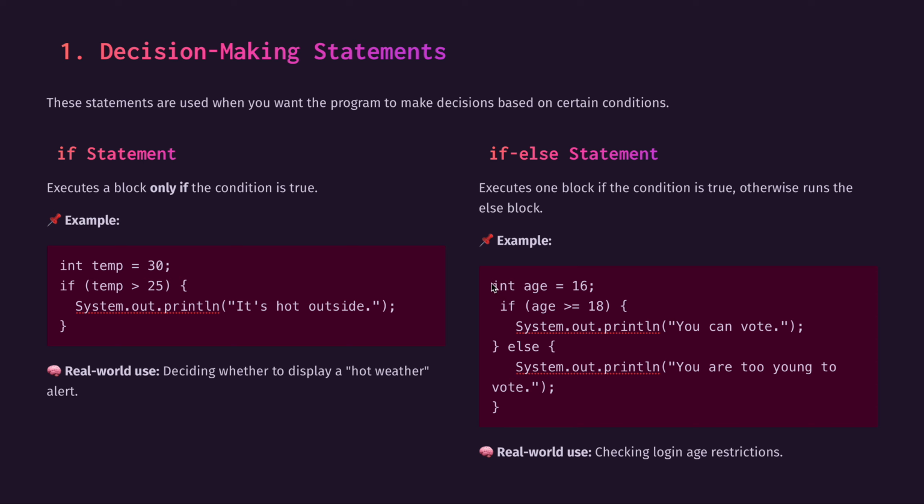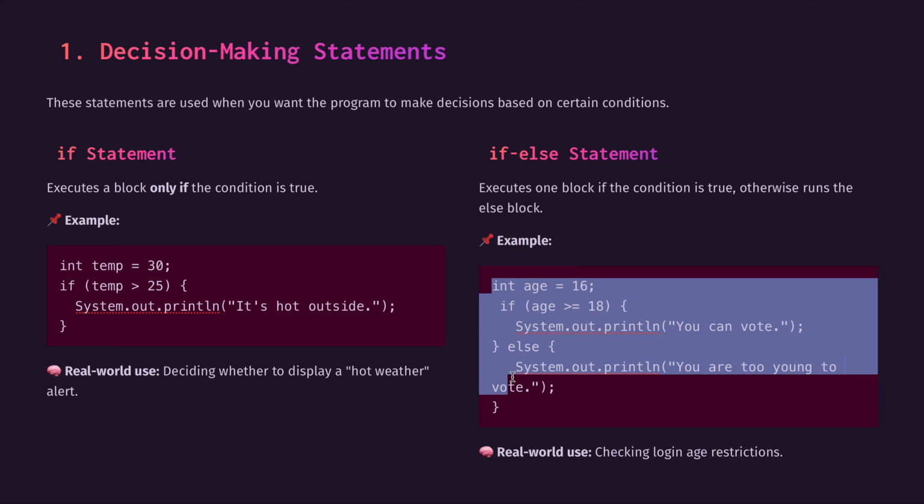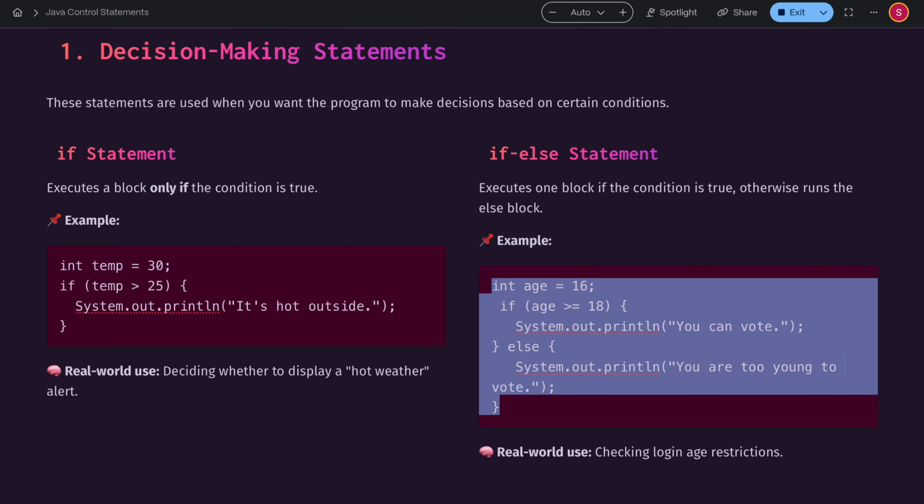Let's see an example for this, it gives you clarity. Let's create a variable age with the value 16. If age is greater than 18, you can vote. If the age is less than 16, you cannot vote. That is what it means.